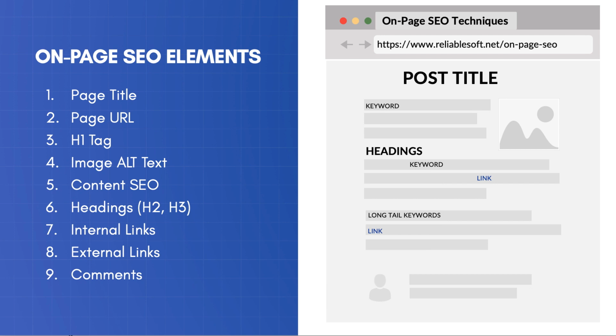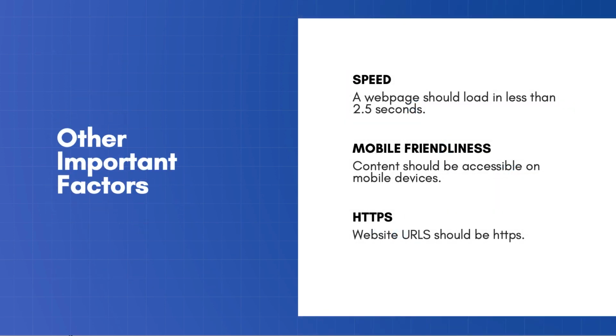The best way to approach on-page SEO is to optimize all the important page elements. These are the page title, page URL, H1 tag, images, content, headings, internal links, external links, and comments. Besides on-page elements, you should also take into account other critical SEO factors like website speed, mobile friendliness, and website security. All three are known ranking factors and are used by Google during the ranking process.